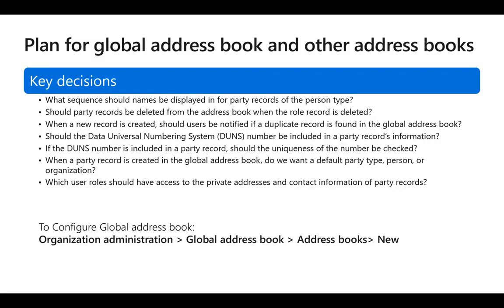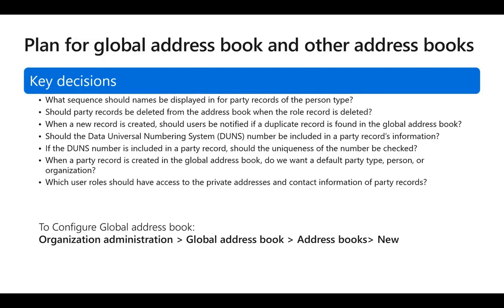After we create a global address book, we can create additional address books if needed, such as a separate address book for each company in our organization or for each line of business. To configure the global address book, go to Organization Administration, select Global Address Book, click the Address Books menu link, then click the New button. The IT manager must make a decision regarding how many additional address books need to be created.